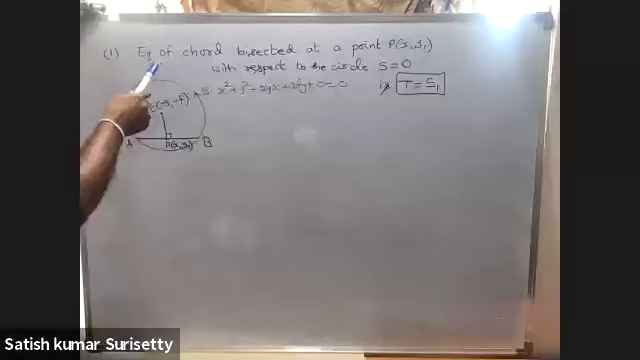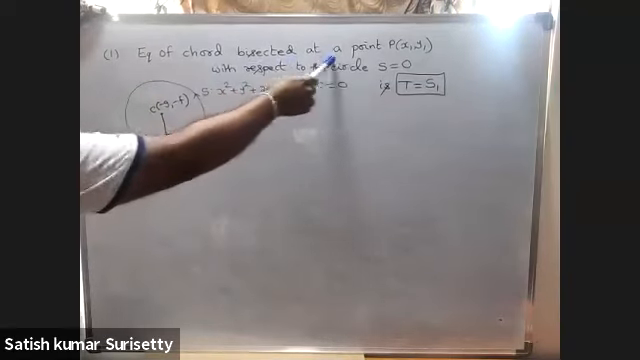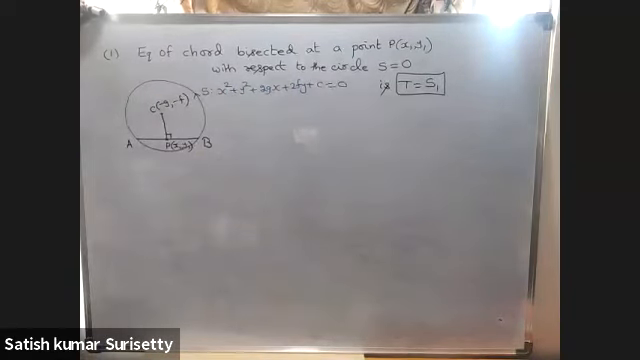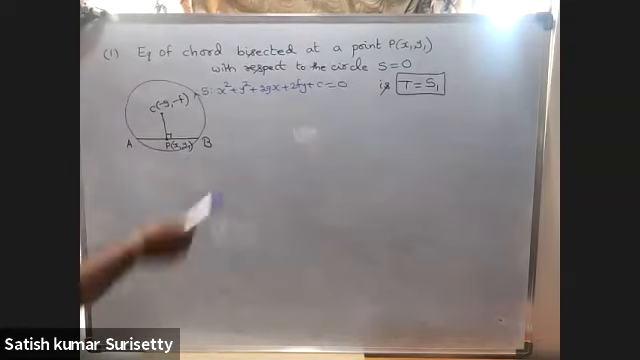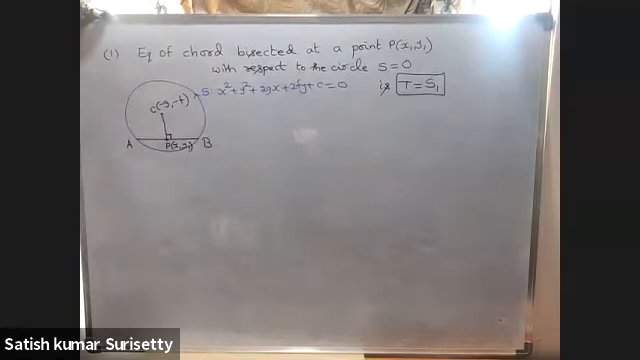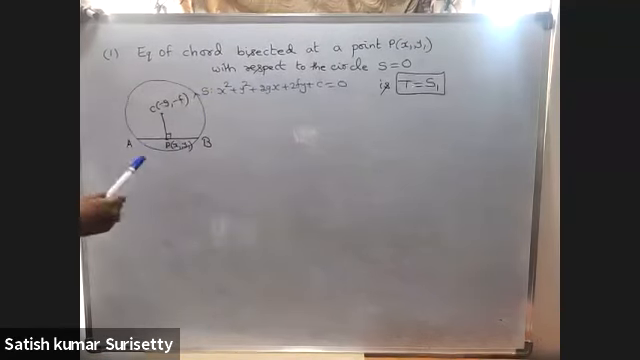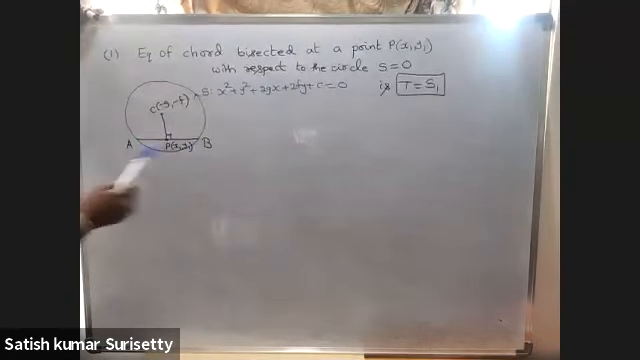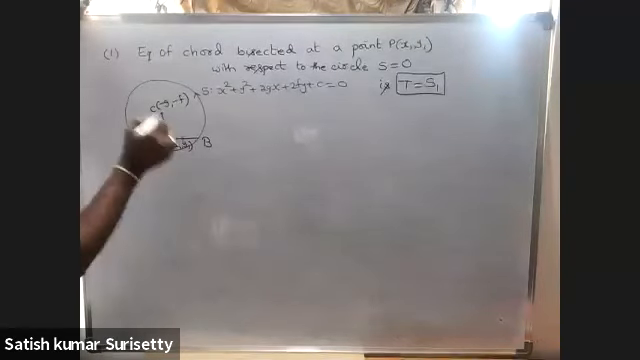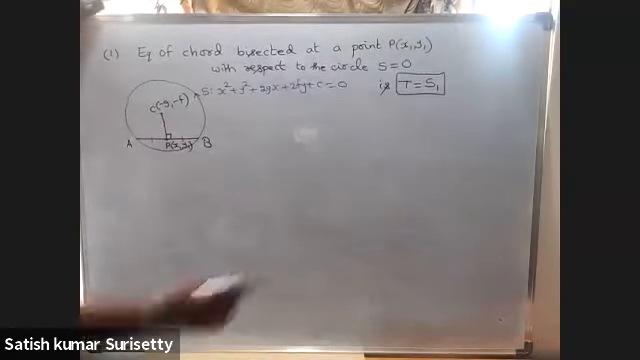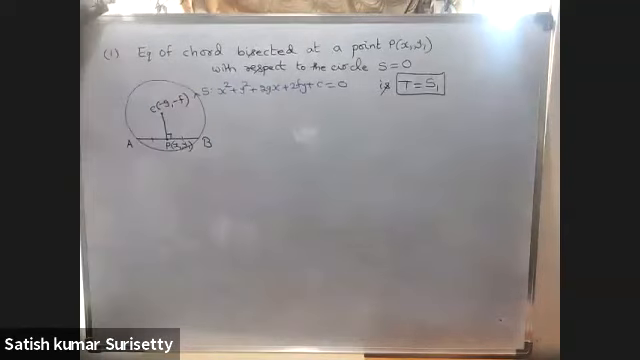So how do we calculate the equation of the chord bisected at a point to the circle? Let us consider the general form of the circle, S equal to 0. We need to calculate the equation of the chord AB bisected at a point P(x1, y1). This equation is T equal to S1, which we need to prove.